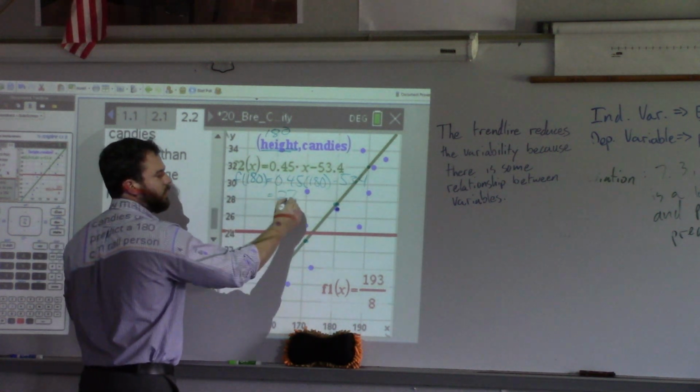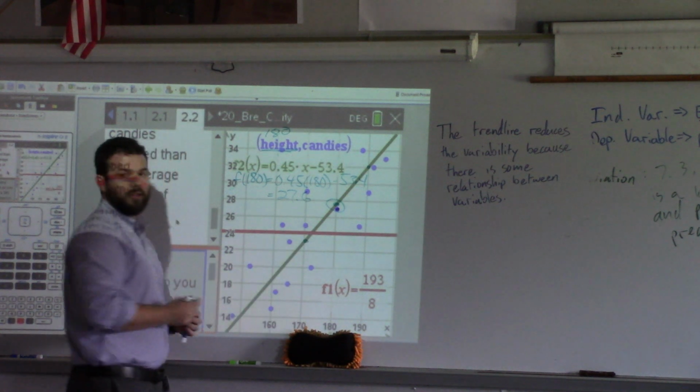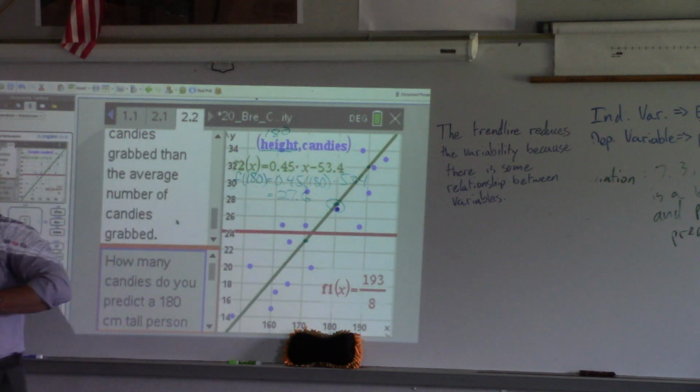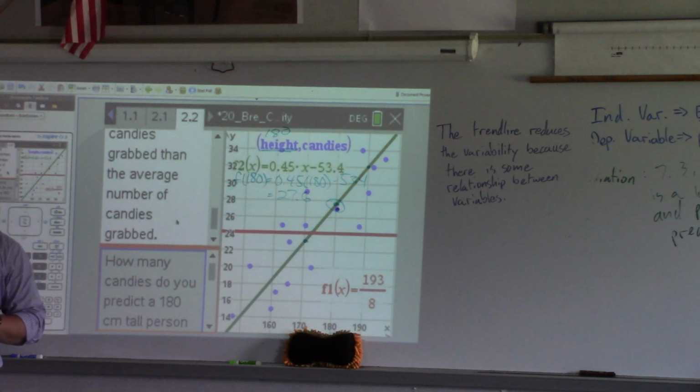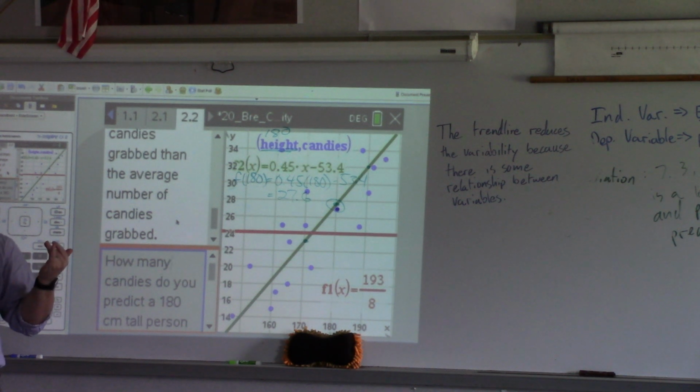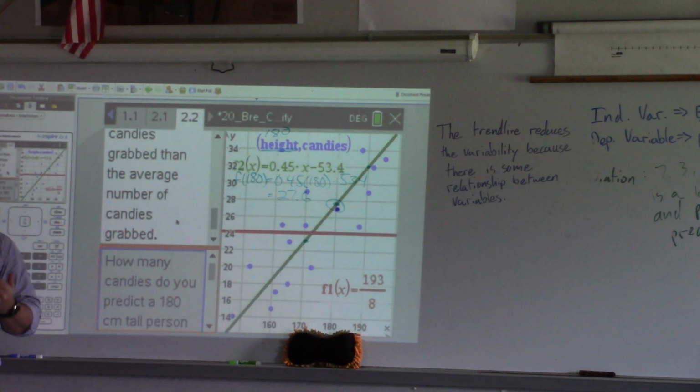27.6? So were we pretty accurate just using the graph? Yeah. Right, we said 27 to 28. I said maybe 27 and a half, and it's actually 27.6. Now, can a 180 centimeter tall person actually grab 27.6 candies? No. No, right? So we need to be aware of that. Using the equation, we are getting an average, right? An expected number, not an exact number of what they will grab. We don't know what they will grab.